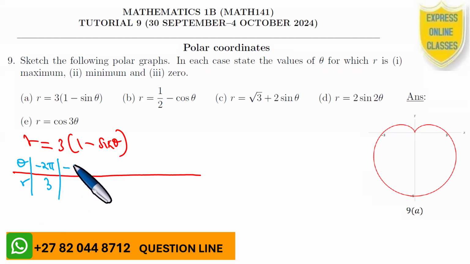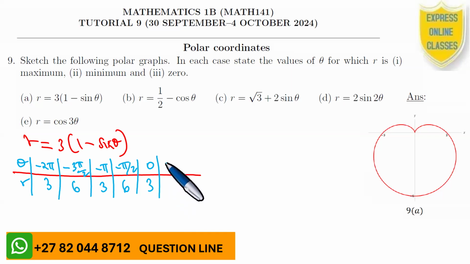And then we have minus 3 pi over 2, the sine of which becomes a 1. 1 plus 1 is 2, giving us 6. Then we have minus pi. The sine of minus pi is 0, giving us radius 3. And then we have minus pi over 2 radians, which gives 6. At 0, the sine of 0 is 0, giving us radius 3.